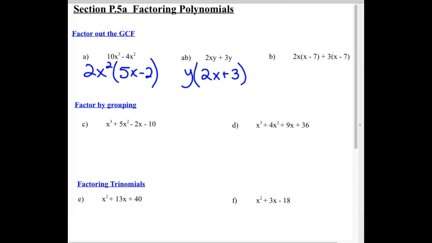In our third example here, it's already sort of been started. This is kind of a lead into the grouping pattern that we're going to talk about next. But as it's written right now, they both have this x minus 7 factor. So we're going to factor that out. And what's left over would be the 2x from the first term and the positive 3 from the second term.